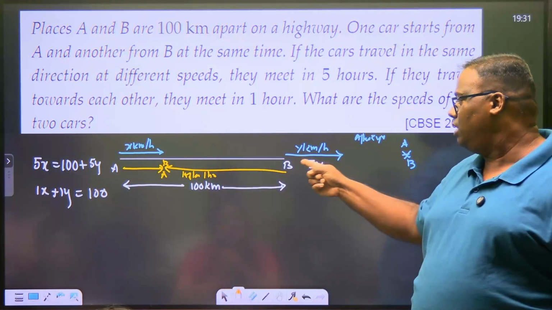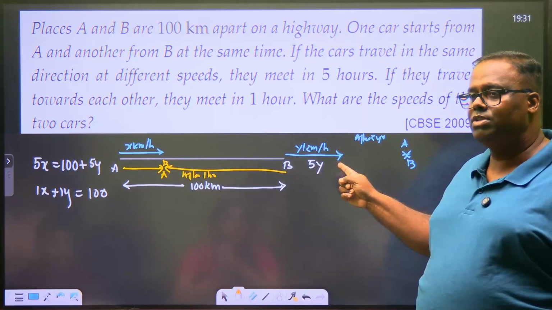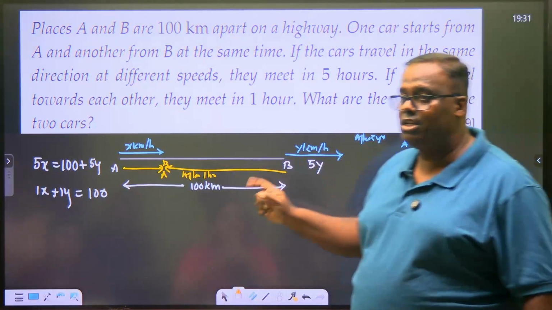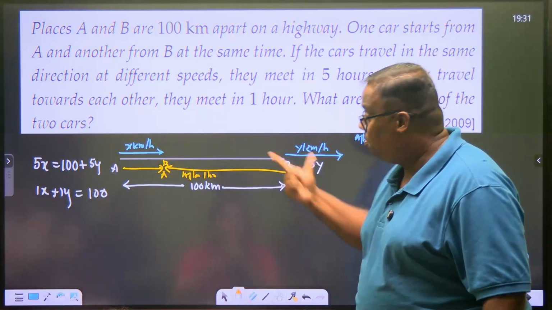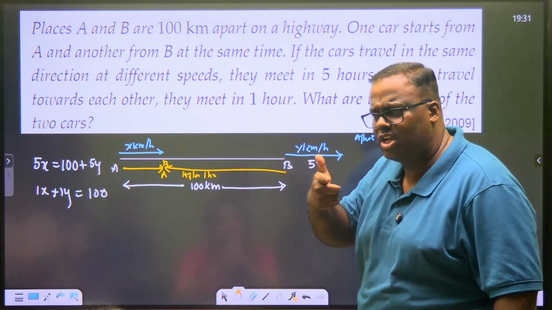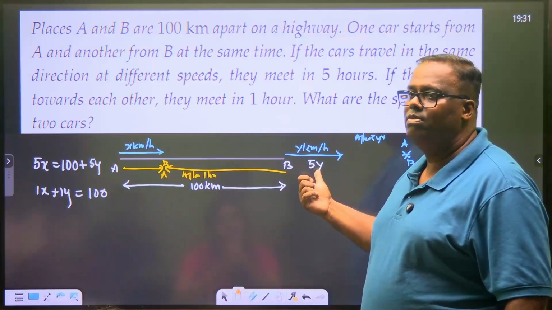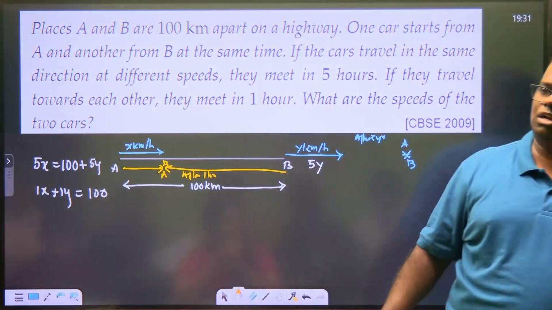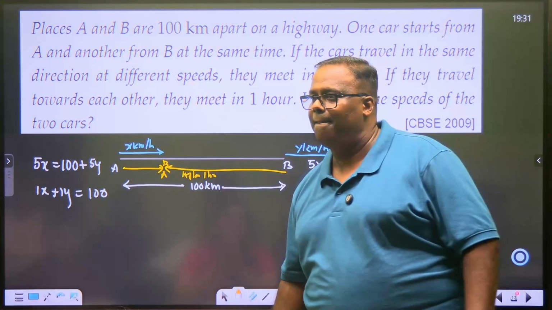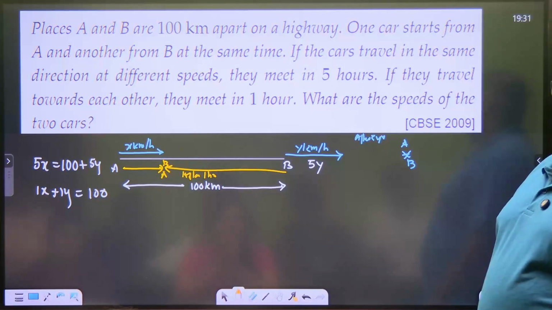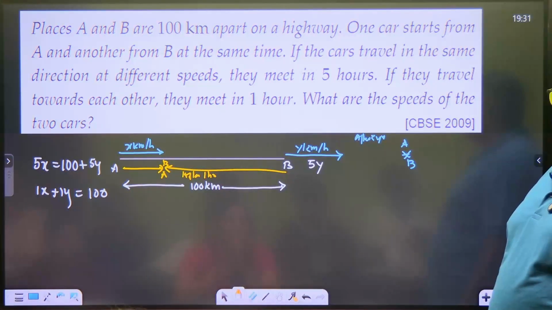So in 40 he will travel how much? 4 5 are 20, 200. And X has to travel 200 plus 100, means 300. Let us check. 60 multiplied by how many hours? 5 hours is 300. Exactly. That's how we do. Shall we? Next.